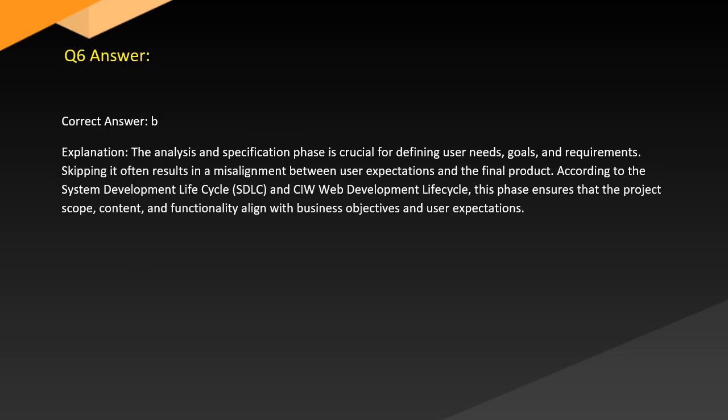Answer. Correct answer: B. Explanation. The analysis and specification phase is crucial for defining user needs, goals, and requirements. Skipping it often results in a misalignment between user expectations and the final product. According to the System Development Lifecycle (SDLC) and Web Development Lifecycle, this phase ensures that the project scope, content, and functionality align with business objectives and user expectations.